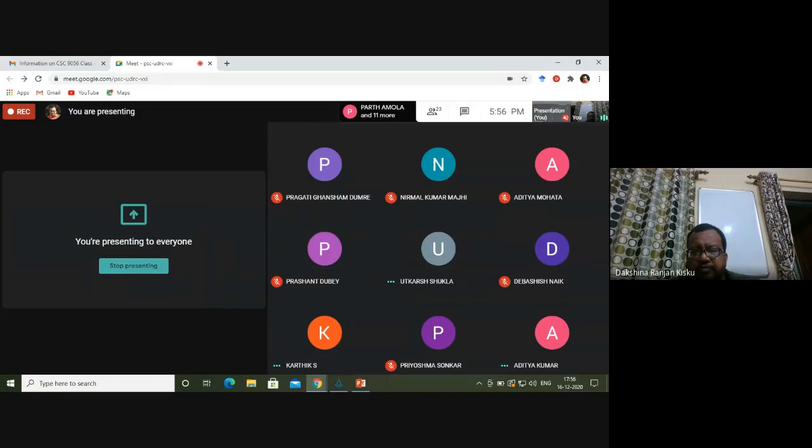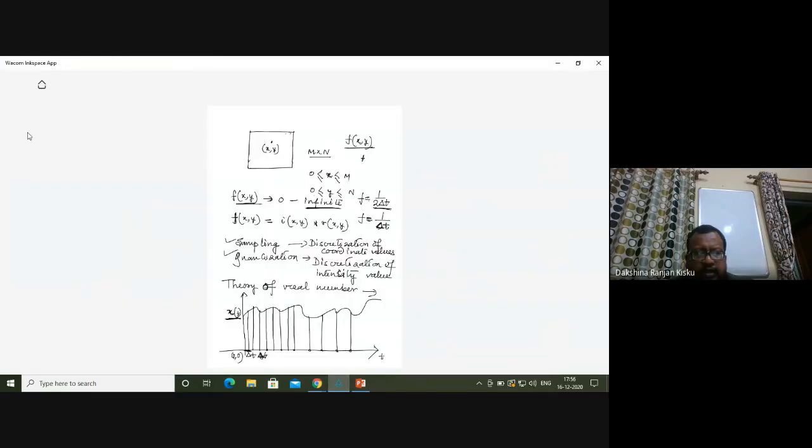Any questions from here? Anything you want to make clear? We have discussed why we study digital image processing, then we defined the image, then we discussed image formation, how images form in our eyes. If you have any questions from this part, you can ask me, otherwise I will go for the next topic.